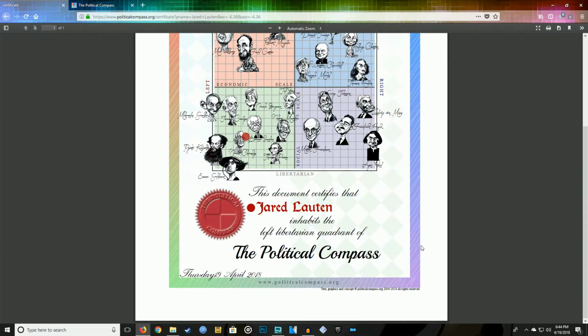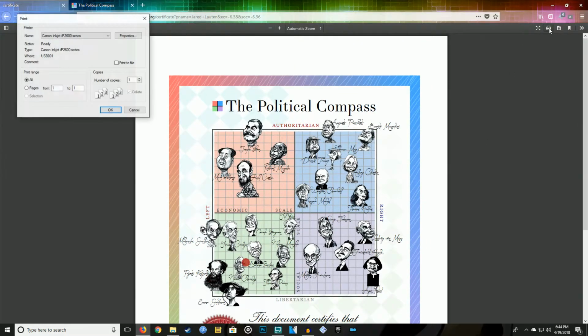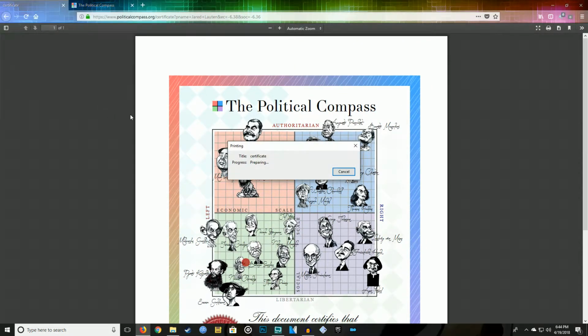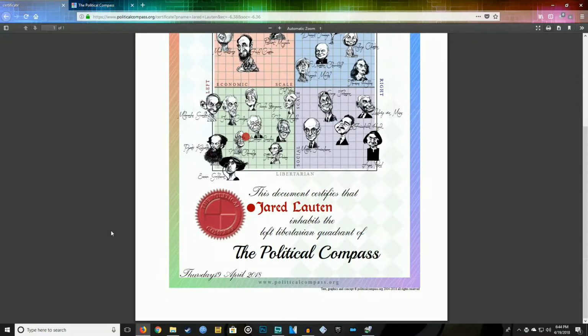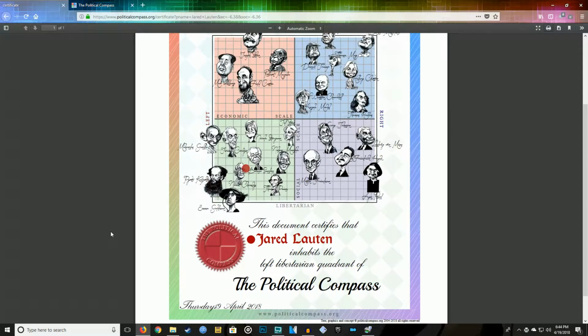So, yeah, I'm going to go ahead and send that to my printer. It's not going to print just yet. Yeah, the printer's offline, I know, because it's not plugged in. But, yeah, there it is. I need to get some color ink. This document certifies that Jared Lawton inhabits the left libertarian quadrant of the political compass. Hooray!